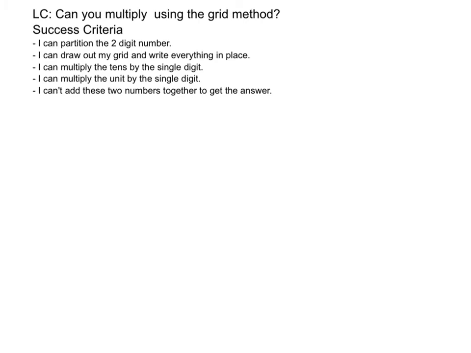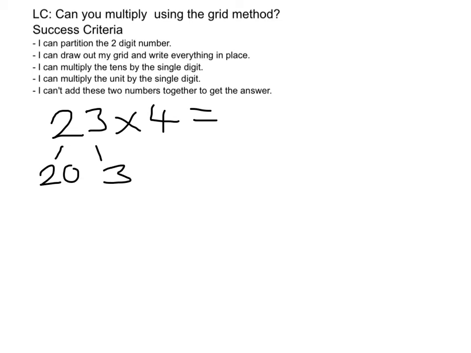Okay, now let's have a look at a slightly trickier question using grid method. So we're going to look at 23 times 4. This is slightly tricky, you'll see in a minute. First of all, we still need to partition, so that would be 20 and 3. We then need to draw out our grid as we did before and write everything in, so that would be writing your multiplication, the 4 goes here, the 20 goes here, and the 3 goes here.